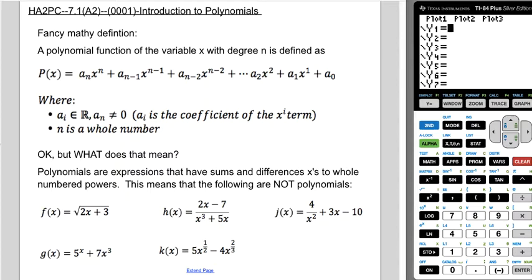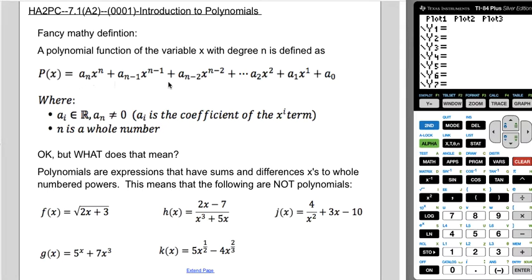So the fancy math definition of polynomials is that a polynomial function, which we're going to call p of x here, is essentially the sum or difference of a bunch of powers of x, where the powers are whole numbers. So starting at 0, n would be 0, 1, 2, 3, 4, etc.